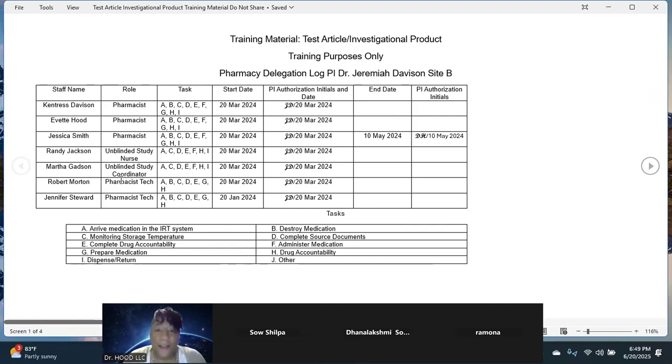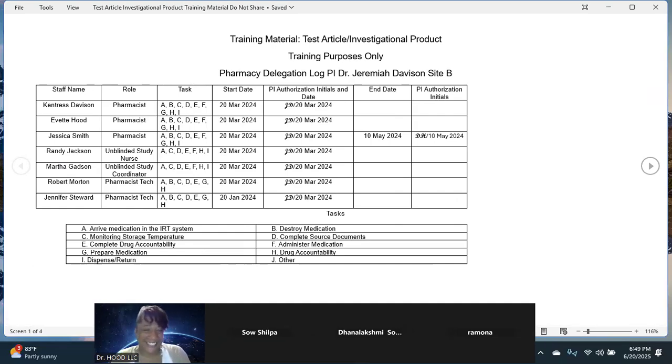My other students, I'm not hearing from you. No, I just didn't understand the last one. How did you make out that the wrong drug is dispensed over there? I am confused. Okay. So these right here are the tasks, A through J. And these are the assigned tasks right here. Oh, okay. This Jennifer Stewart, she does not have I. Oh, okay, got it. Robert Morton, he does not have I.